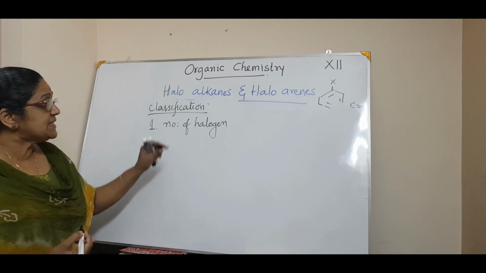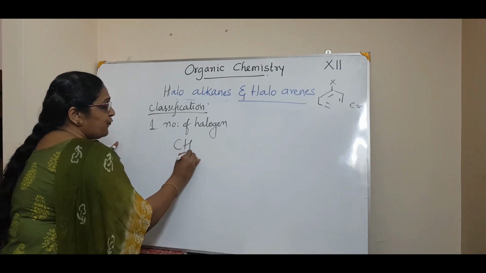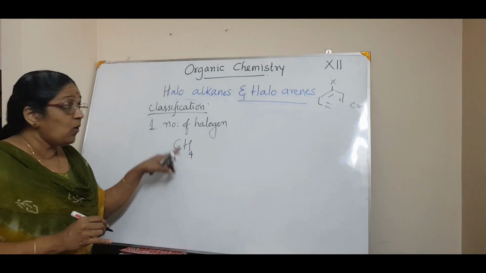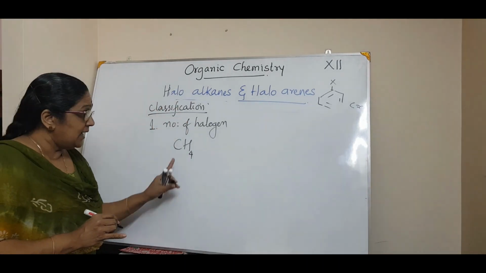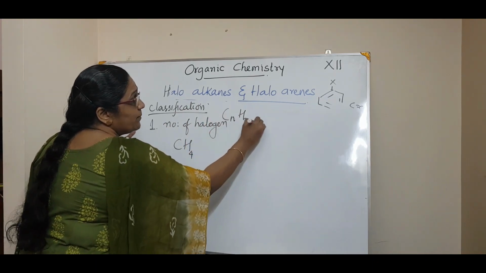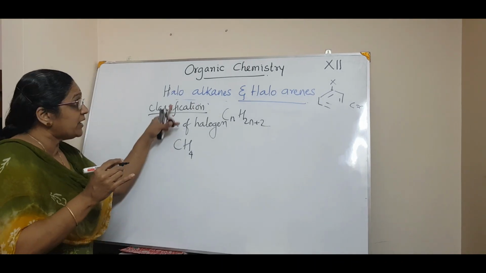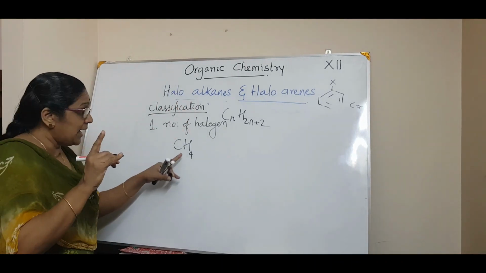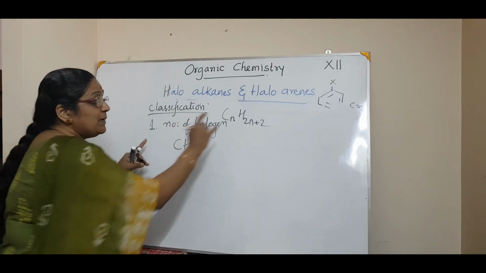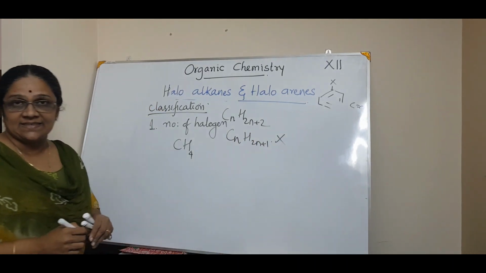For example, in the case of haloalkanes, you know CH4 is methane. It's an alkane, isn't it? I told you CnH2n+2 is the general formula of alkanes, and this is the first member. Now how do you get a haloalkane? One hydrogen atom is replaced by a halogen atom. So what will the formula be? CnH2n+1X, isn't it?